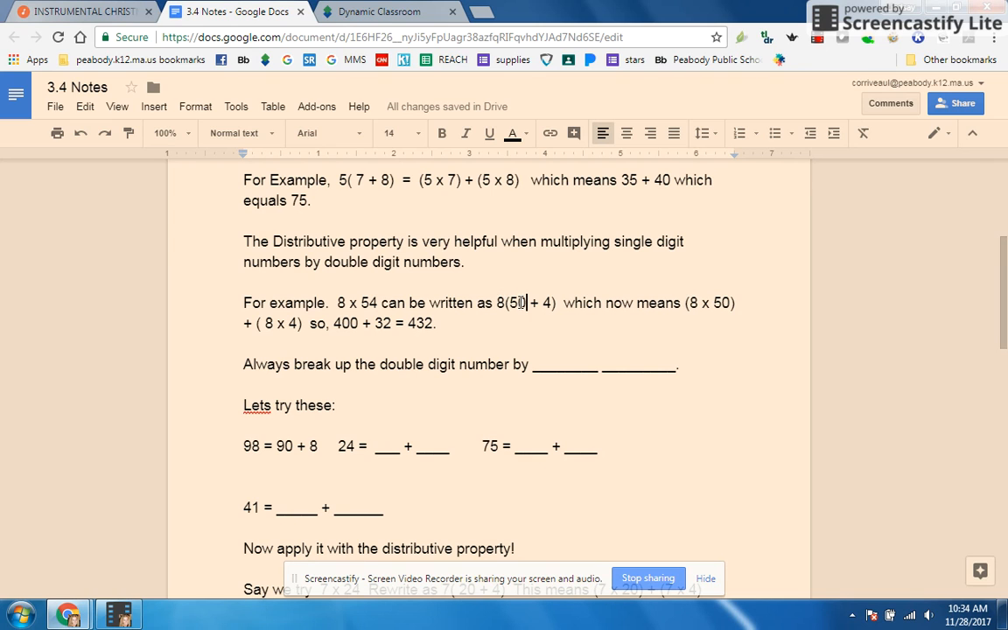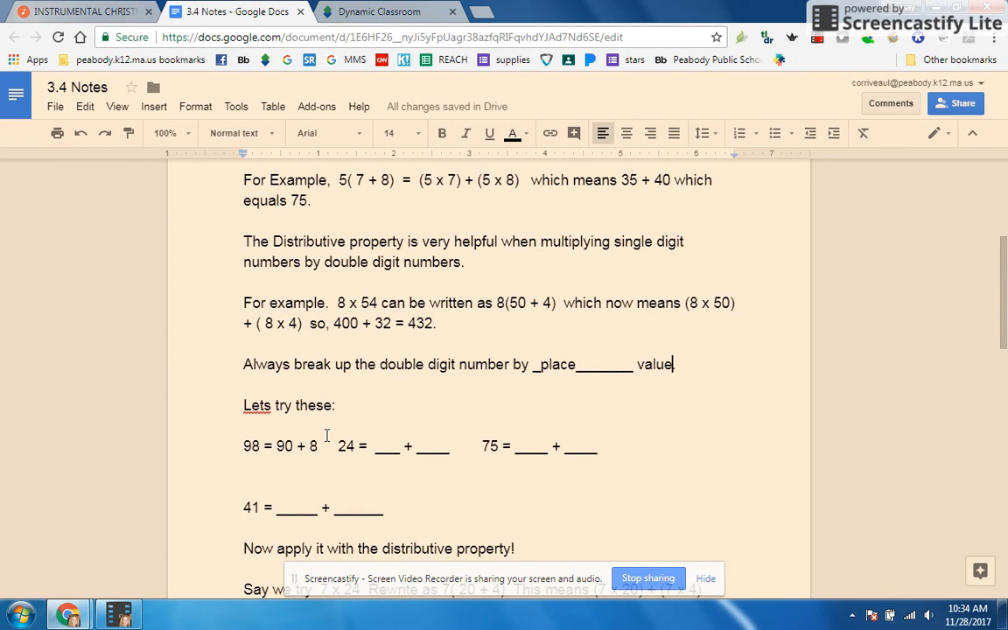Now I'm going to do 8 times 50 right here, 8 times 4, and you would add the two answers together. So 8 times 50 is 400. 8 times 4 is 32. Add them together, 432. So you're always going to break up the double-digit number by place value, and typically it's tens and ones place values.